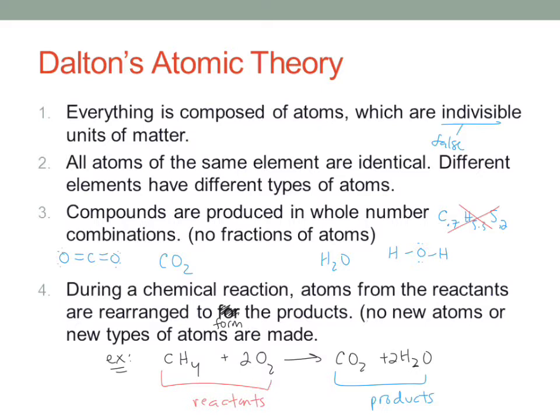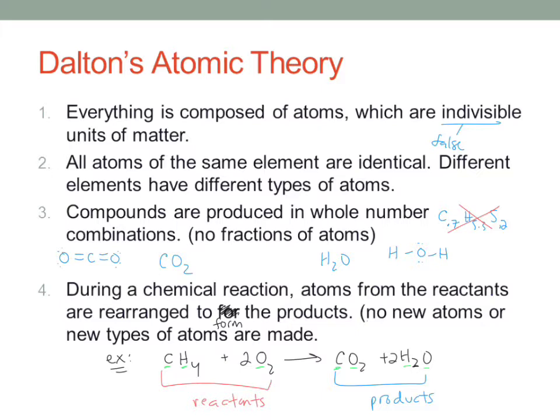Now, if you look at this, no new atoms and no new types of atoms, right? On the left-hand side, I have carbon, hydrogen, and oxygen. And on the right-hand side, I have carbon, hydrogen, and oxygen. So I have no new types of atoms. They're the same types of atoms. I didn't have a uranium pop up out of nowhere. I didn't have potassium disappear. I didn't have magnesium show up. Nothing like that, right? They're all the same types of atoms.